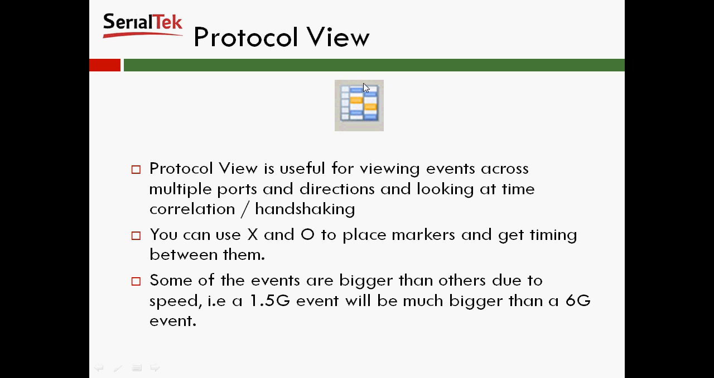Please note that some of the events that you see in the trace are going to be bigger than others if you're in a mixed speed environment. So if you have a 6 gig analyzer on port 1 and a 6 gig drive on port 1 and a 3 gig drive on port 2, the events in port 1 will look much smaller than port 2 simply because of the span of timestamps that it took to complete that event.